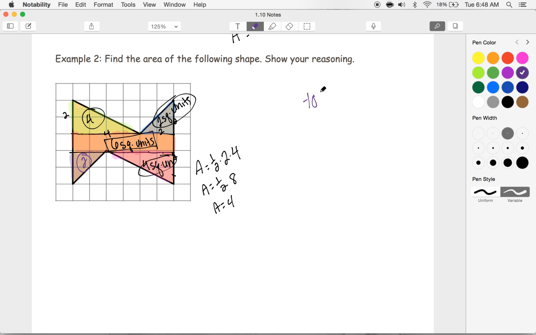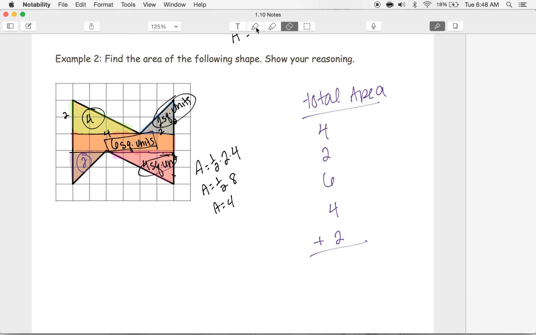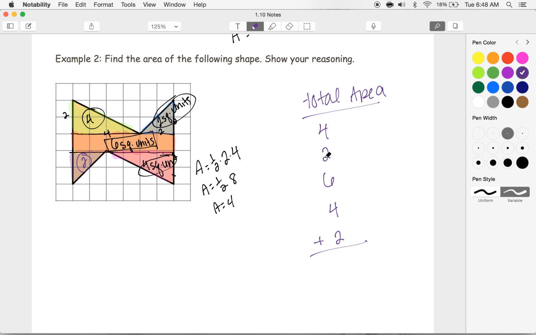So now I need to find my total area. I'm going to get 4 plus 2 plus 6 plus 4 plus 2. And if I add all of those together, 4 plus 2 is 6. 6 plus 6 is 12. 12 plus 4 is 16. 16 plus 2 gives me 18 square units.